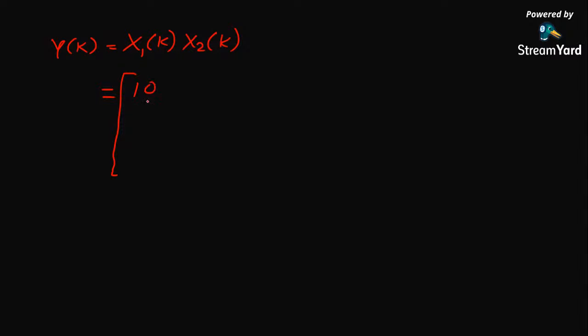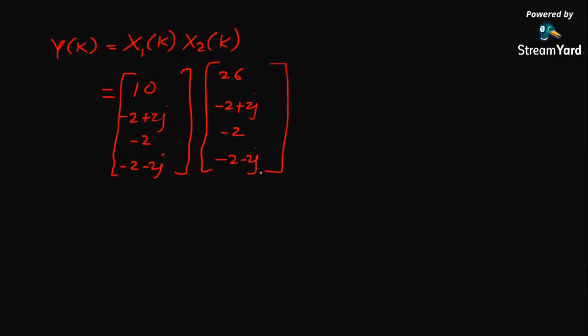So what is [10, -2+2j, -2, -2-2j] multiplied by [26, -2+2j, -2, -2-2j]? Okay, so 10 into 26. Remember, you have to multiply point-wise. The first value is multiplied with the first, second with the second, third with the third. So it is 260. Then find out the second multiplication.